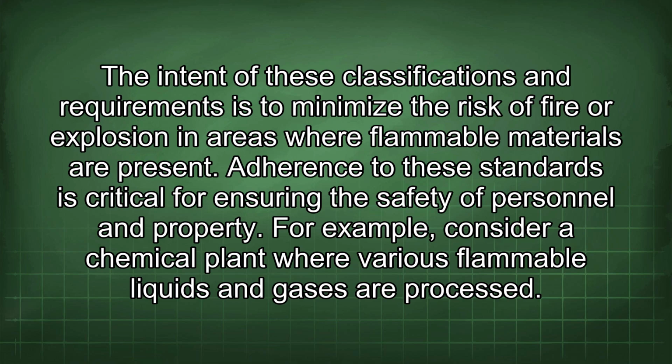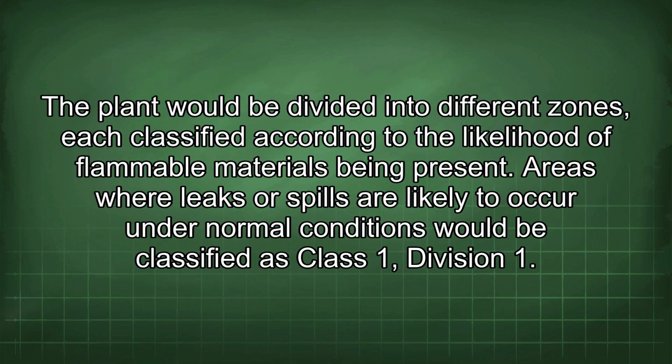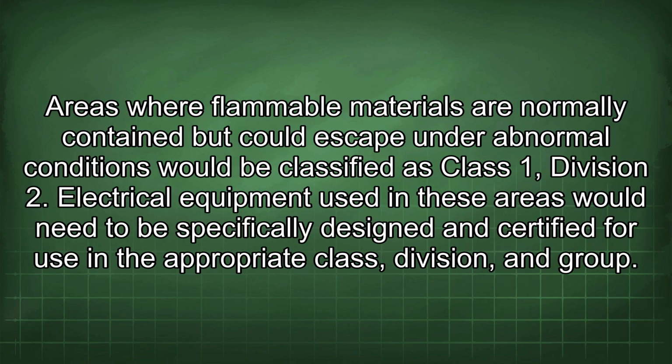For example, consider a chemical plant where various flammable liquids and gases are processed. The plant would be divided into different zones, each classified according to the likelihood of flammable materials being present. Areas where leaks or spills are likely to occur under normal conditions would be classified as Class 1, Division 1. Areas where flammable materials are normally contained but could escape under abnormal conditions would be classified as Class 1, Division 2.